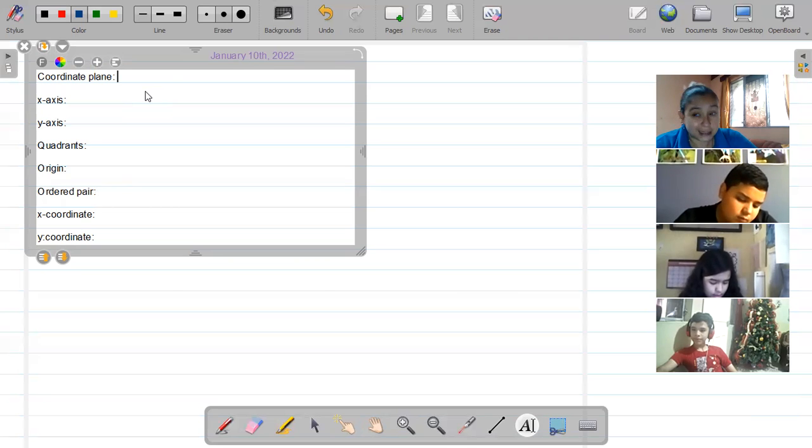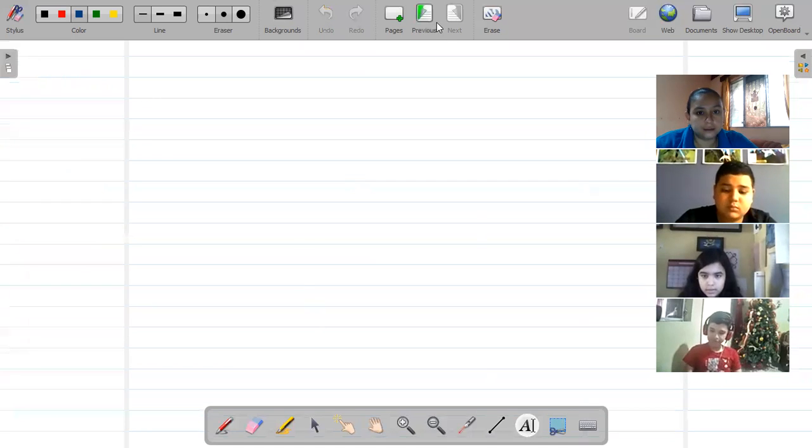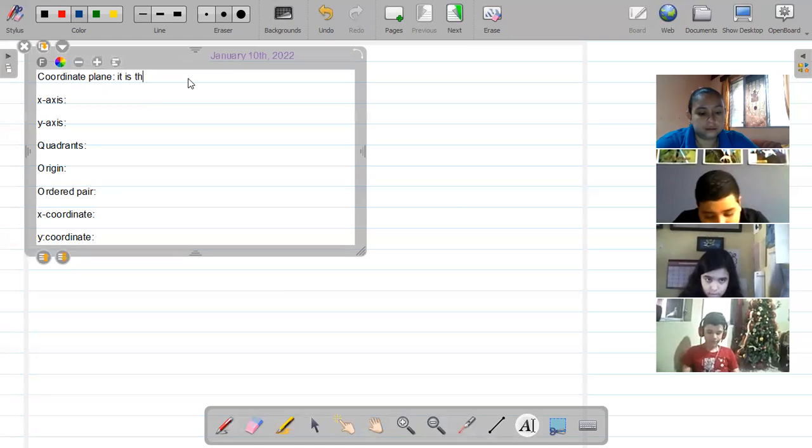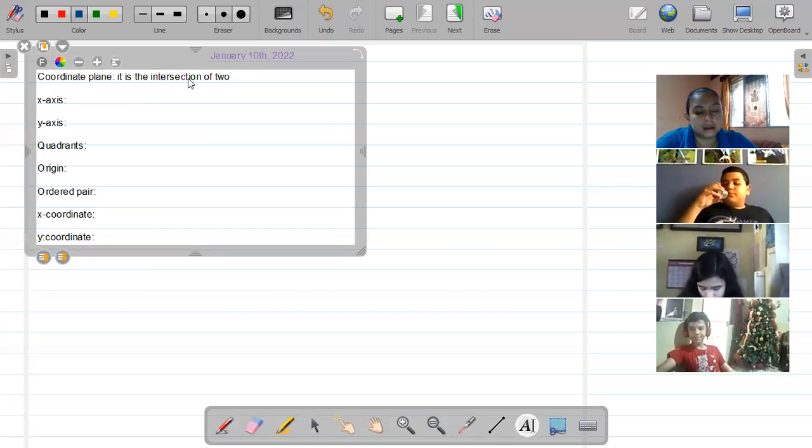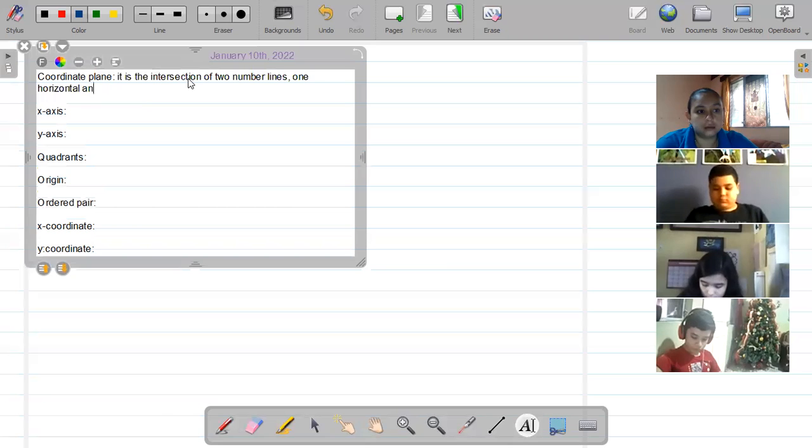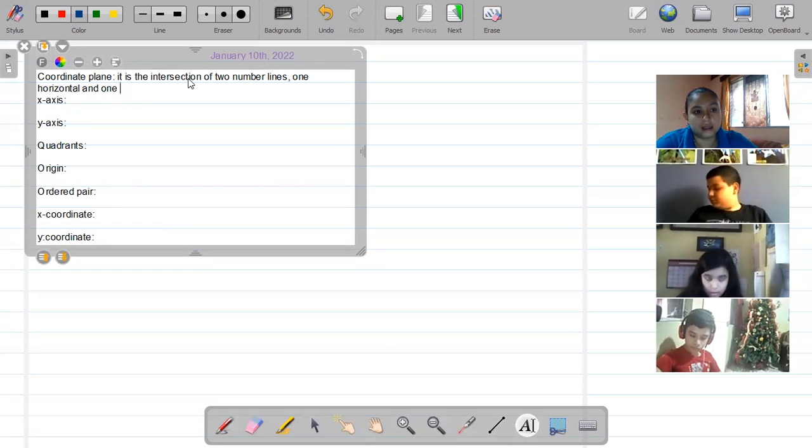So just like making a mix up of what Elisa said and what Carlos Luis said, and what I know that you have on the top of your head, it is not the intersection of two numbers, okay? It is the intersection of two number lines. Number lines, just like the ones that we used when we were graphing inequalities, okay? Two number lines. One horizontal and one vertical. That's the only difference.